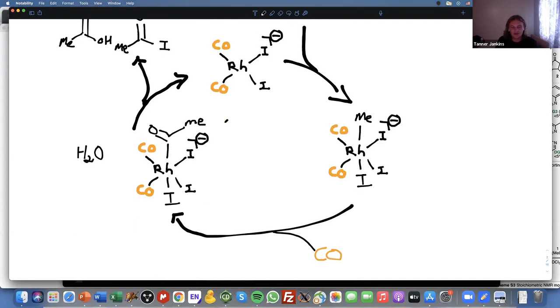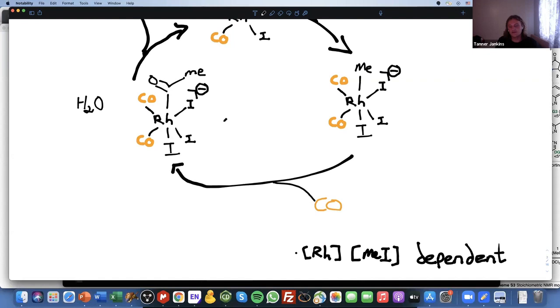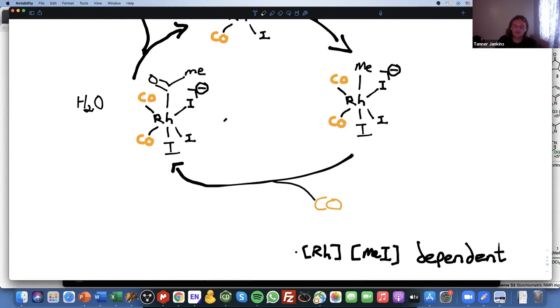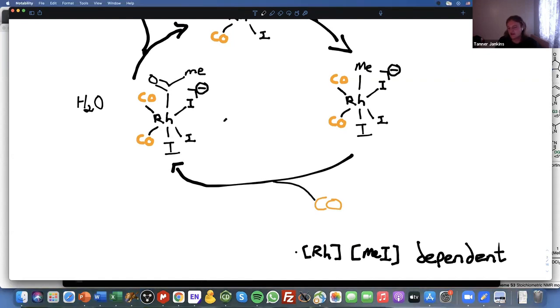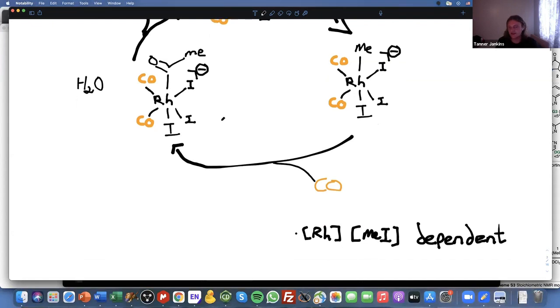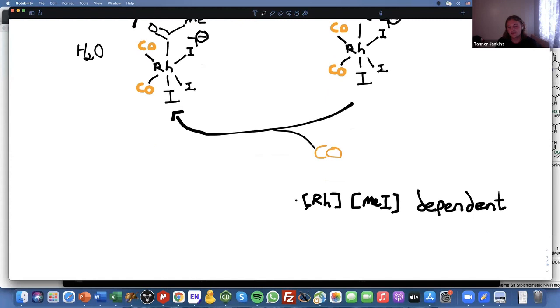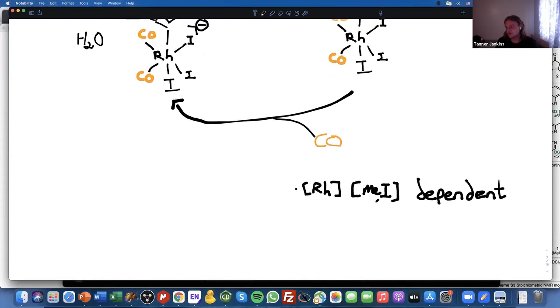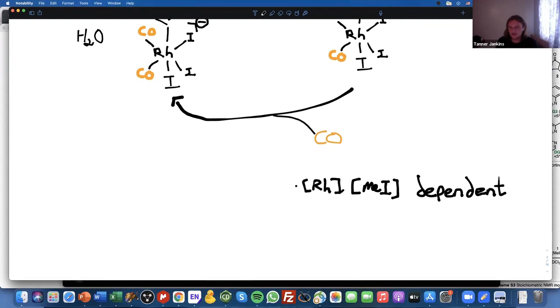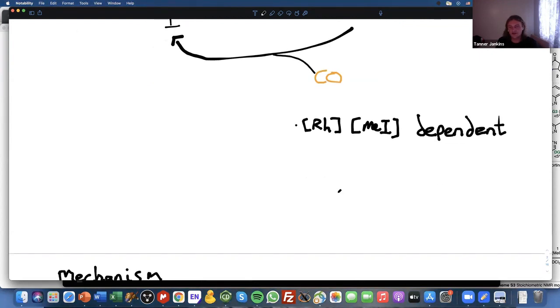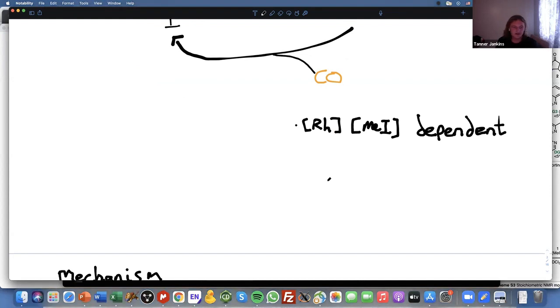And so these processes are highly dependent on both the concentration of rhodium and methyl iodide, as methyl iodide oxidative addition is proposed to be rate limiting in these cases. So you would expect it to be greatly affected by both of these. While these processes are not inherently as dependent on the CO concentration as other carbonylation processes are.